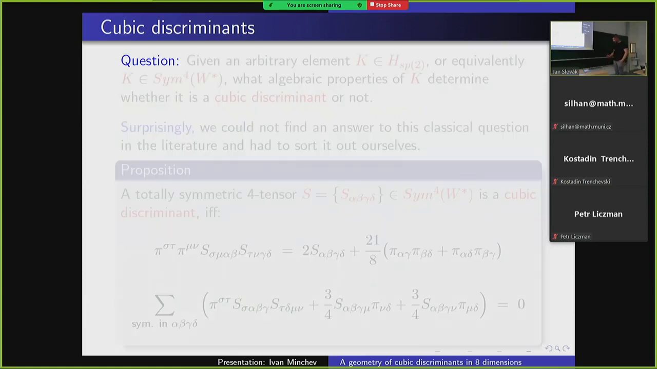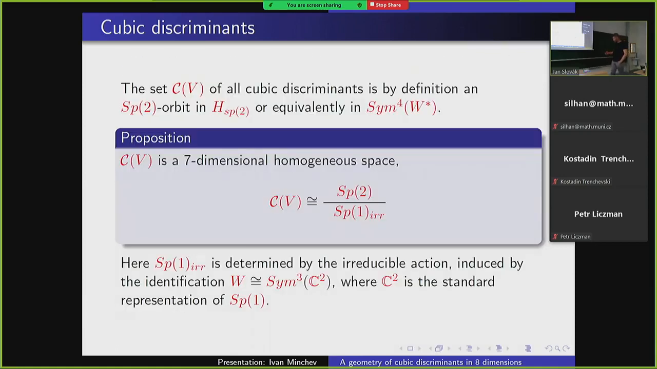So we think of W as polynomials, cubic polynomials, right? W are cubic polynomials of one variable, or equivalently, cubic homogeneous polynomials of 2 variables. So this means that we identify W with the symmetric third power of these 2 variables, so C2, and C2 is a representation of sp1, and in this way sp1 actually acts also on W.